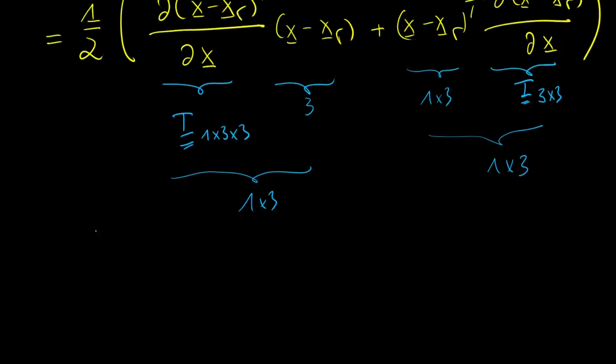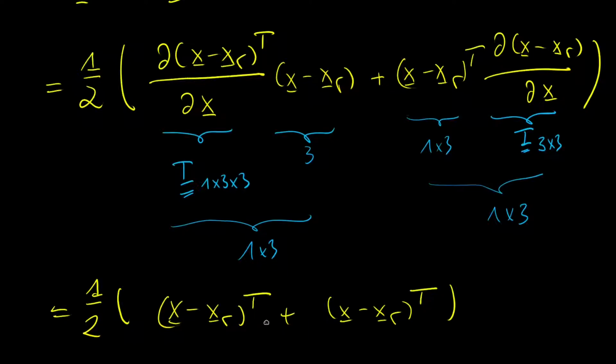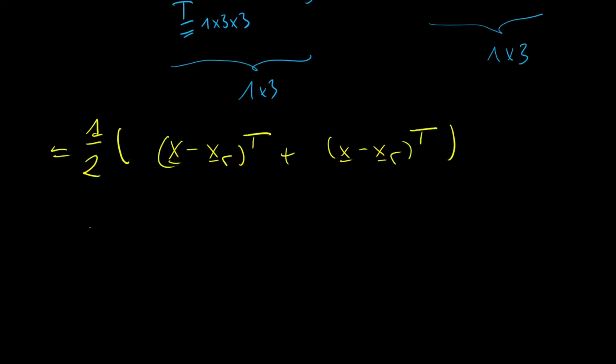And after this long discussion, we have 1/2, and here we in essence get the x minus xr, but reshaped into a row vector. So we have (x minus xr) transpose plus (x minus xr) transpose, and then we see we have it twice, so we get it 2 times. So we have 1/2 times 2 times (x minus xr) transpose. The 2 and the 2 cancel, and then the solution to this derivative is (x minus xr) transpose.